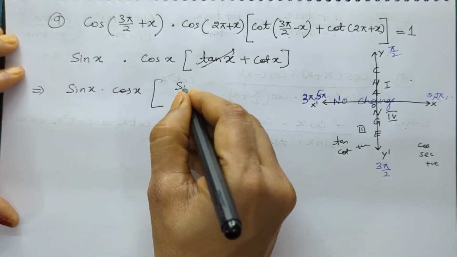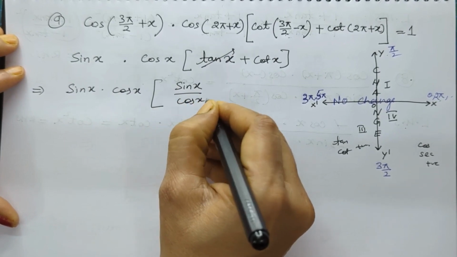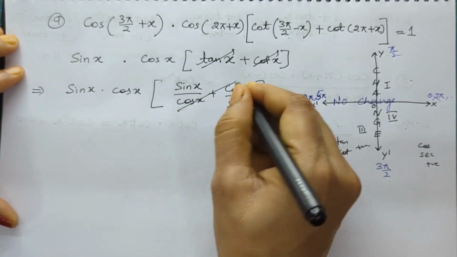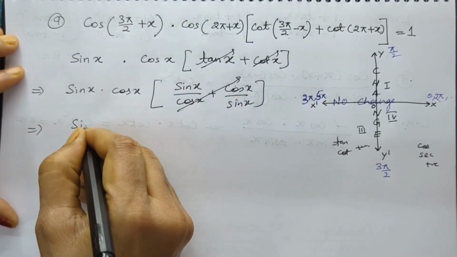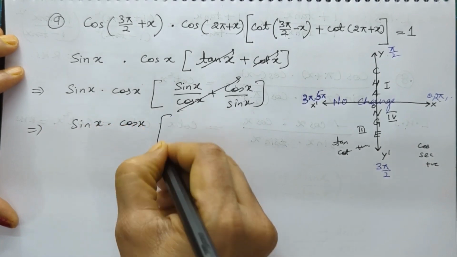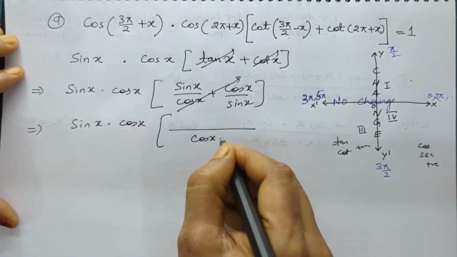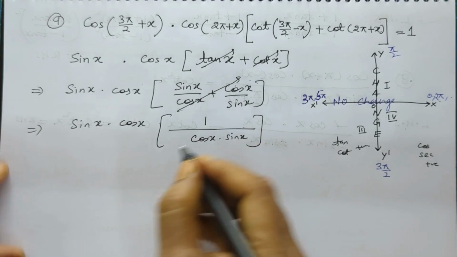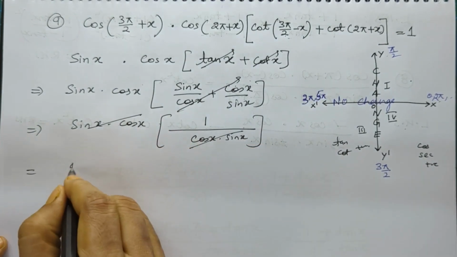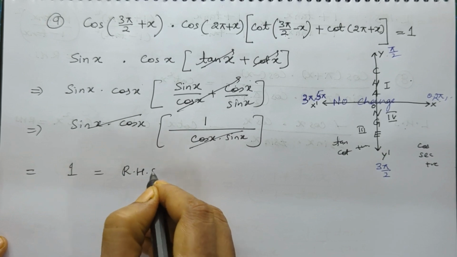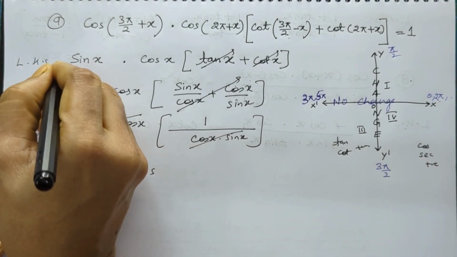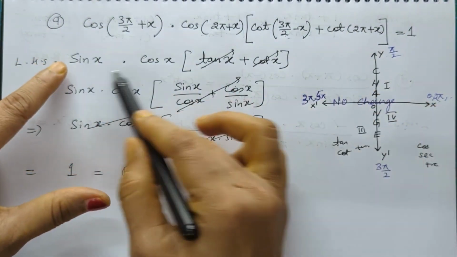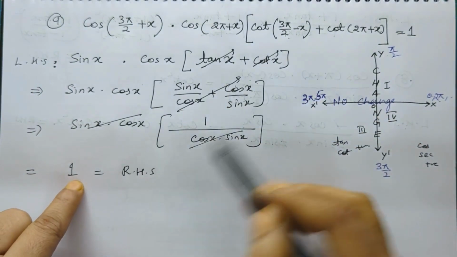Tan can be written as sine by cos. Cot can be written as cos by sine. We'll take the LCM of this part of the expression. LCM of the denominator is cos x times sin x. Numerator is sin²x plus cos²x, which turns 1. Now this cancels and we land at 1, which is the RHS. By the way, we started from the LHS. From the LHS expression, we came to 1. 1 is the RHS.